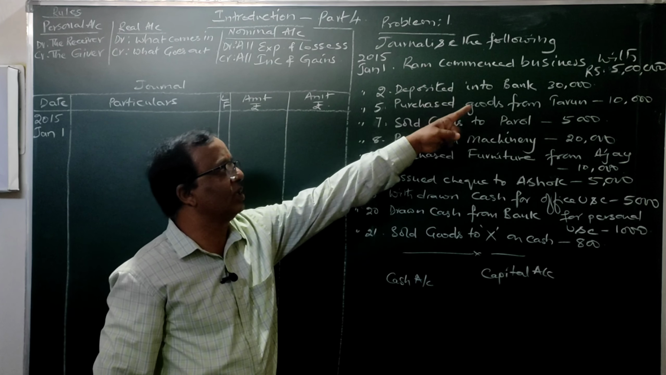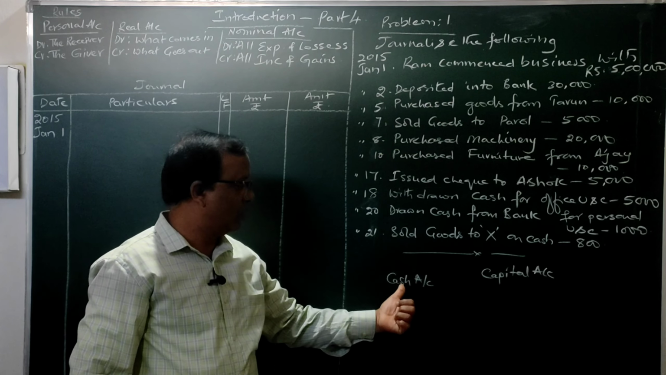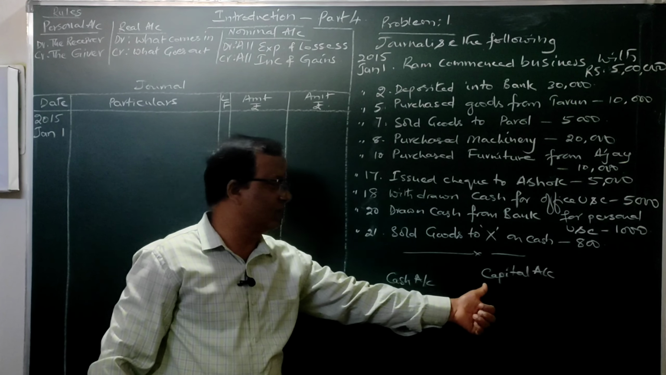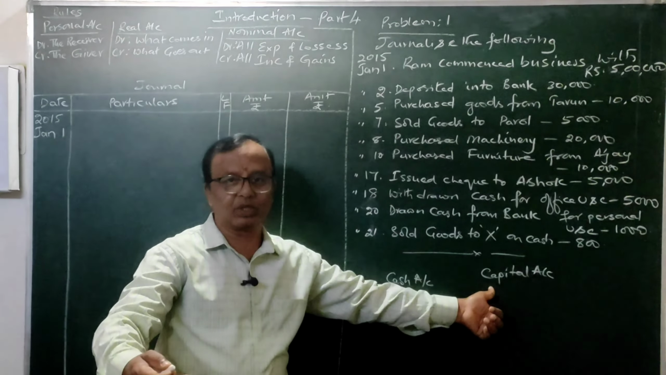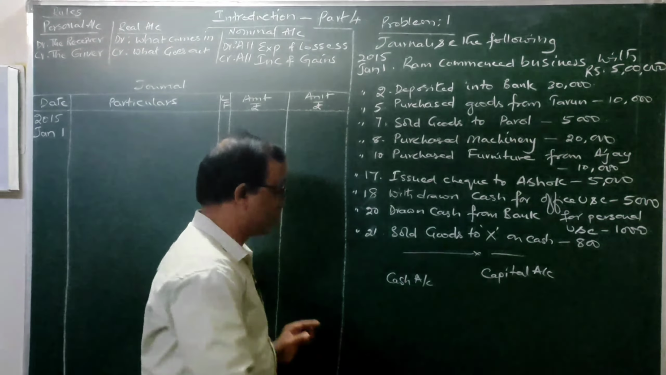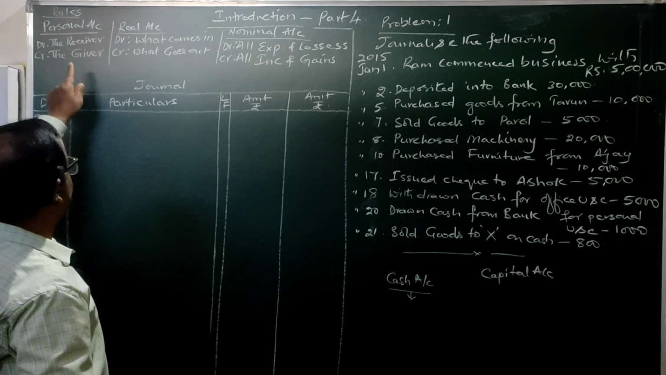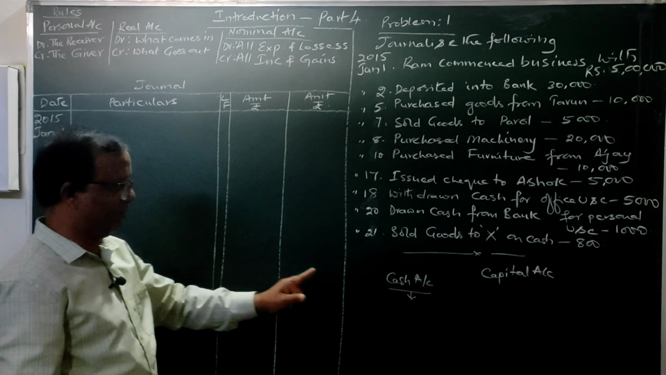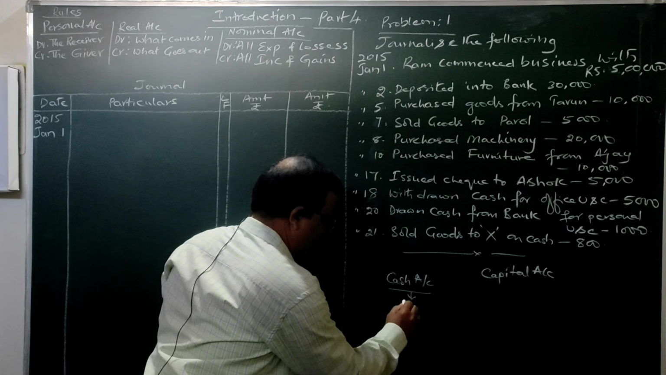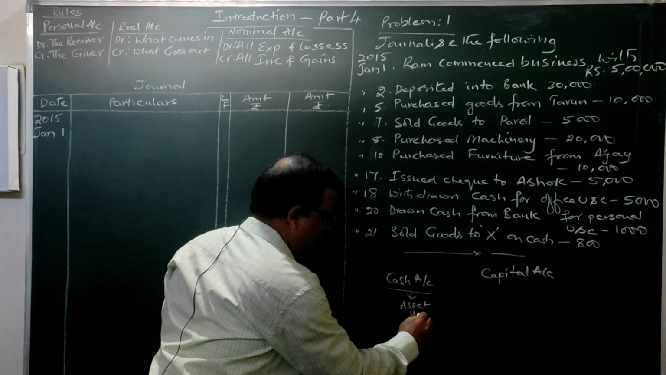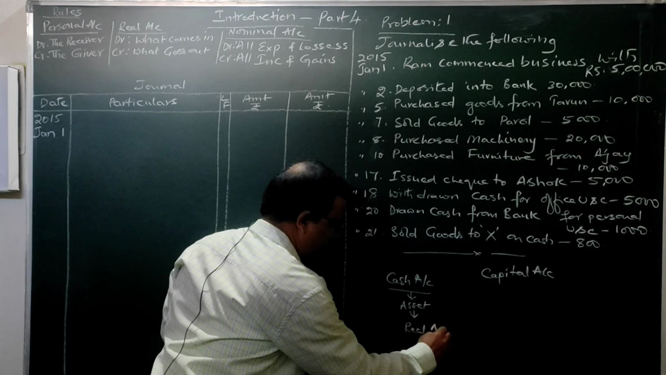Ram commences the business with 5 lakh rupees means one, cash is coming into the business, and another, whatever the proprietor has brought into the business to commence it, we call capital. Now see this cash account. Identify which account it is: is it personal, real or nominal? Cash being an asset, it is a real account.